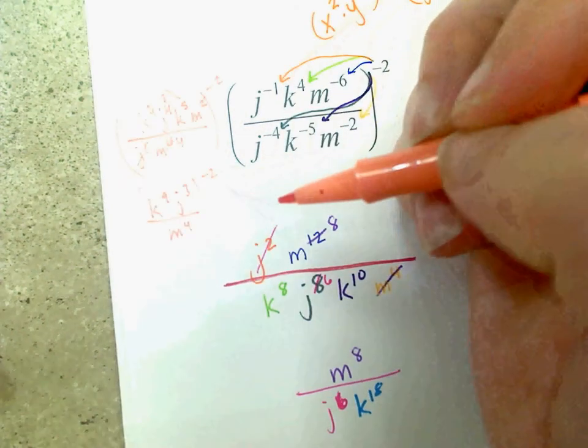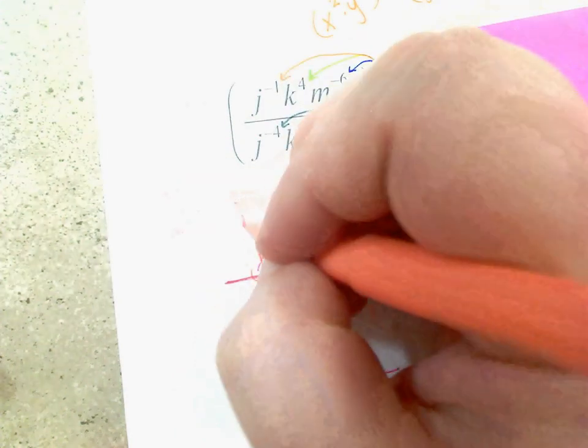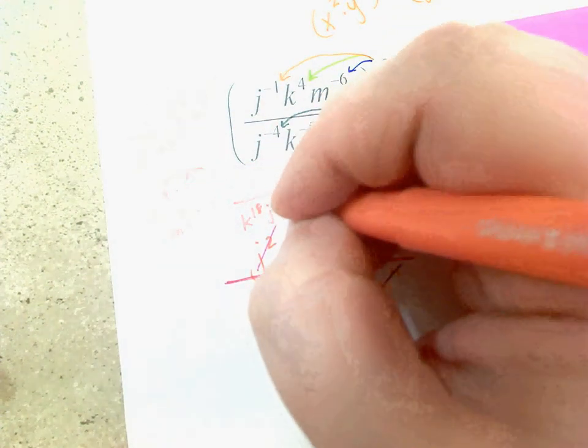So even here you've got options. You could distribute the negative 2, so that's k to the negative 18, which means it belongs in the denominator. That is j to the negative 6, which means it also belongs in the denominator. And this is m to the negative 8th, which means it belongs in the numerator.